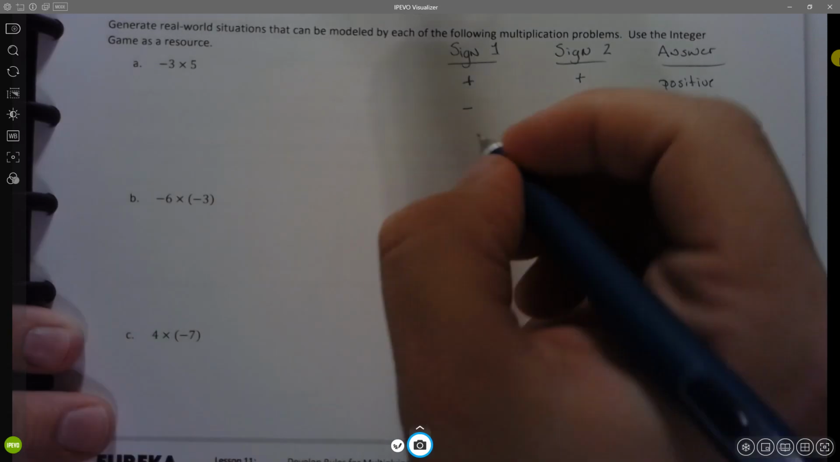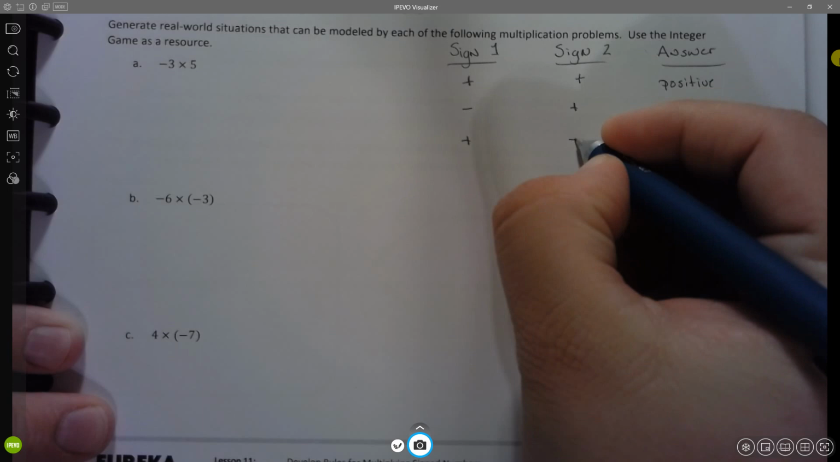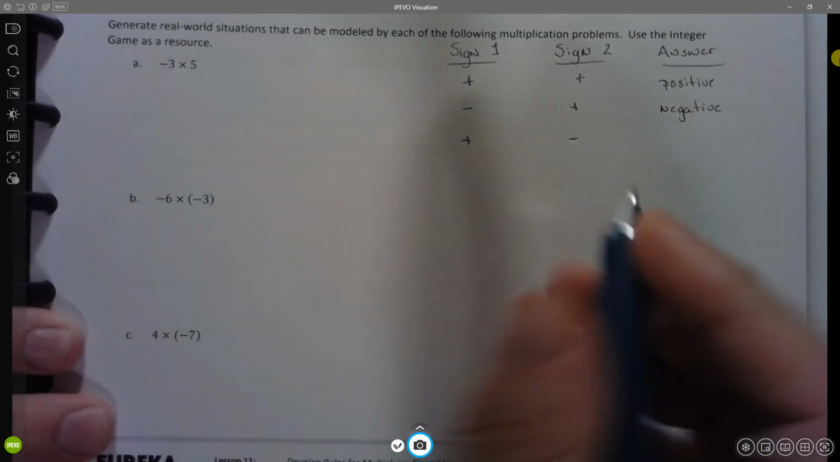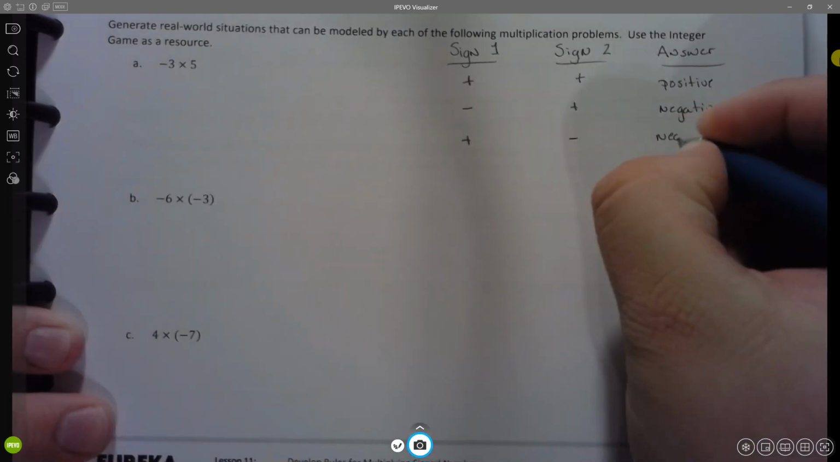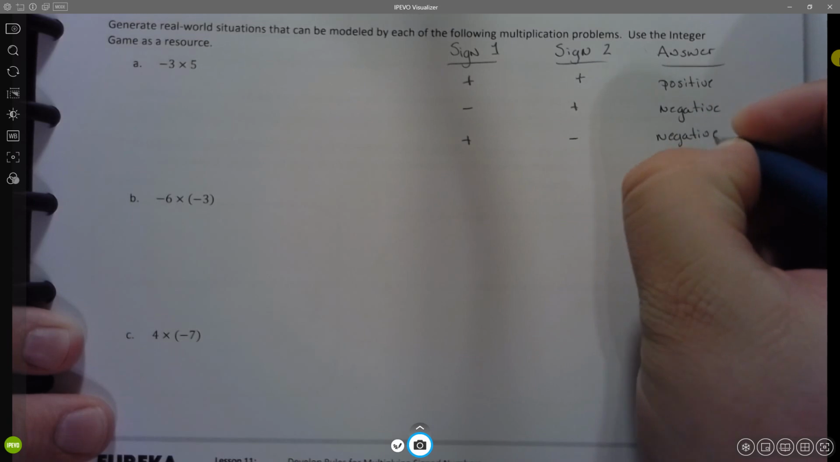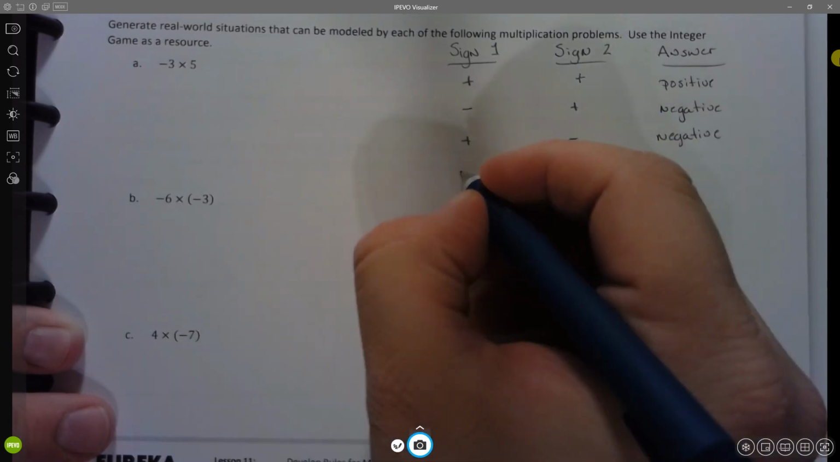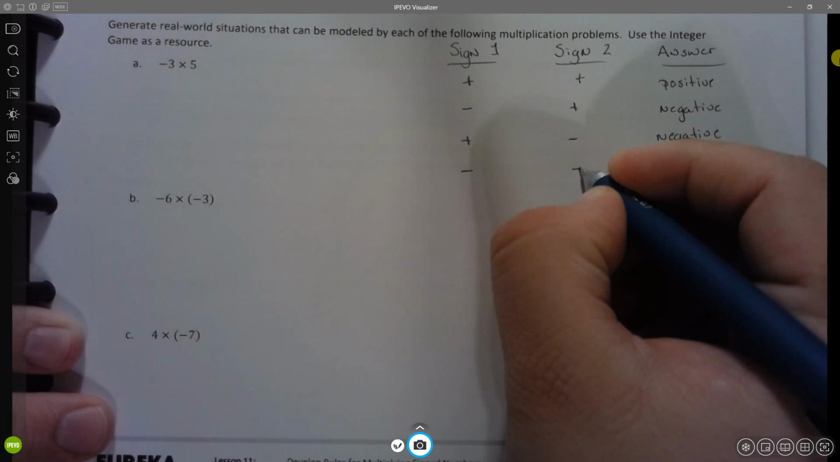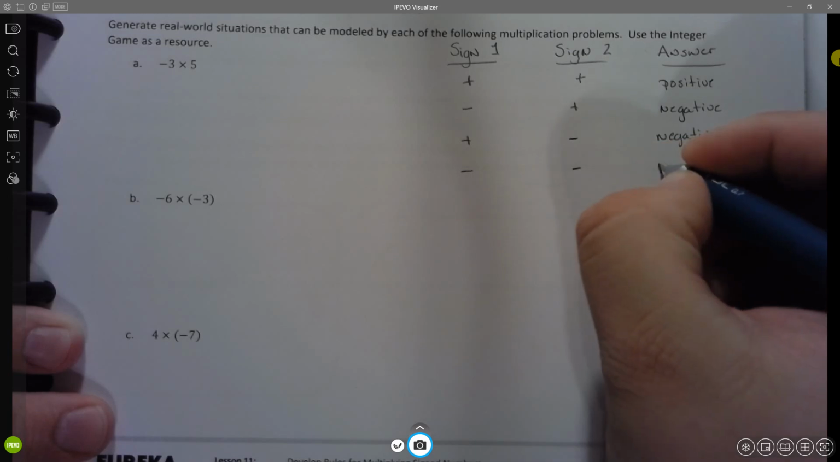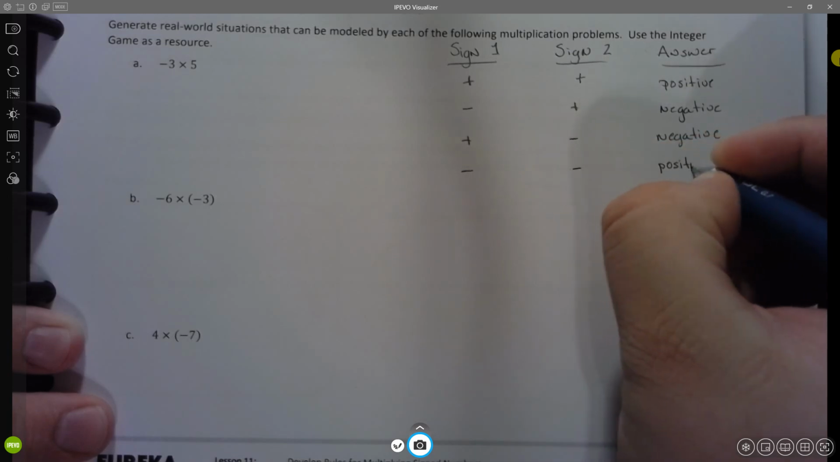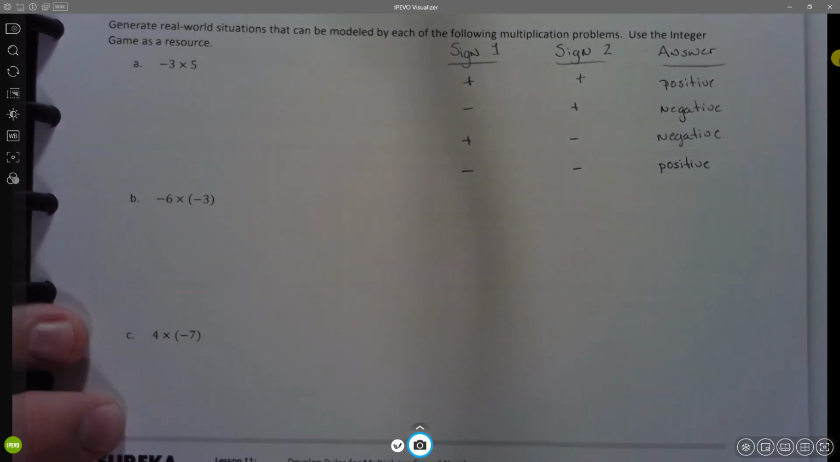If the sign of the first number is positive and the sign of the second number is negative, then your answer will be negative. If the sign of the first number is negative and the sign of the second number is negative, then your answer will be positive. Okay?